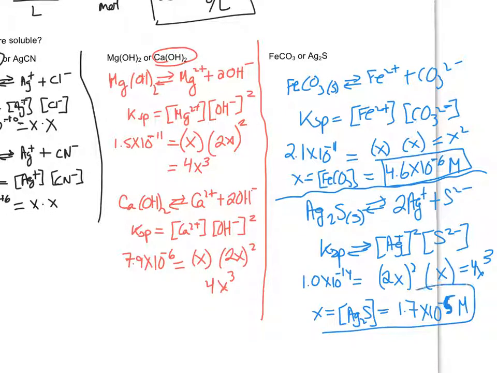So here's this one. So that's what you compare. And you can see that I can dissolve a little bit more of the Ag2S than I could of the FeCO3, even though this KSP is smaller than this KSP. So you can only compare the KSP directly if they're all the same ratio. But since this is a 1-to-1-to-1 and this is a 1-to-2-to-1, those are not the same ratio, so you actually have to do the math and figure out what X is. So in this case, it looks like my Ag2S is slightly more soluble.